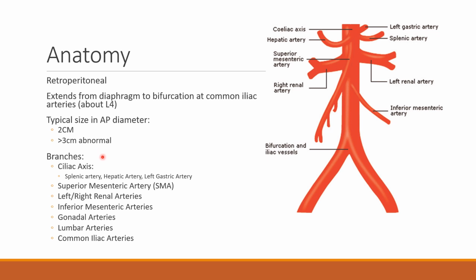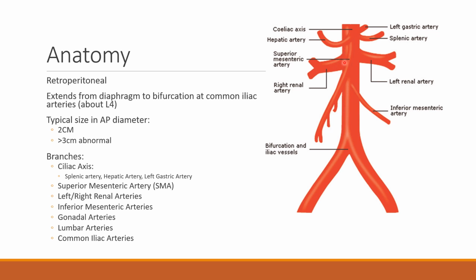The branches in review, the branches of the aorta, the first branch is going to be the celiac axis. That comes off the anterior aspect of the aorta, and then it is going to bifurcate into the hepatic artery, the left gastric artery, and the splenic artery. Just a short centimeter or so down, then we're going to have the superior mesenteric artery that's coming off to feed basically the intestines. That is going to come off anteriorly and descend just anterior to the aorta.